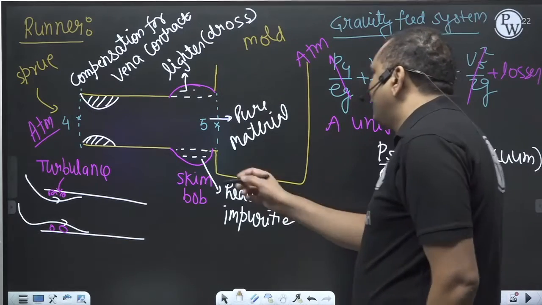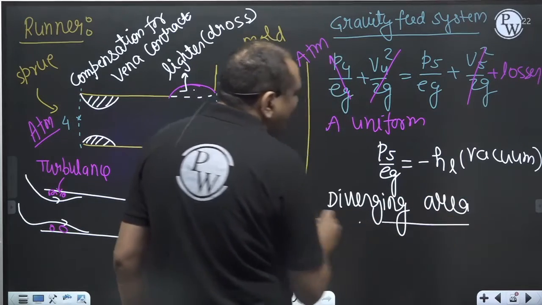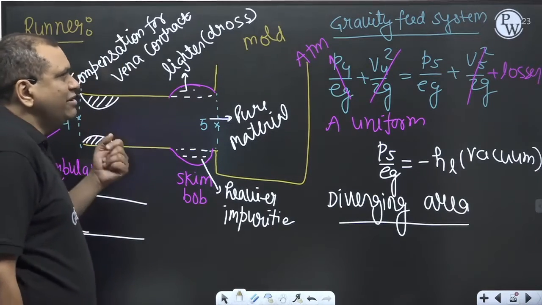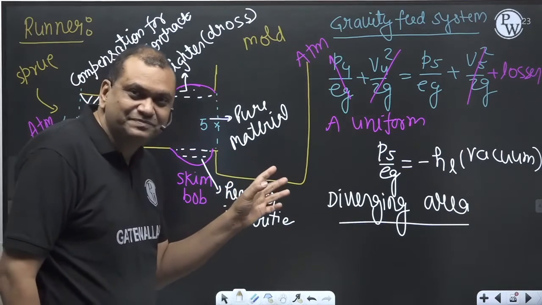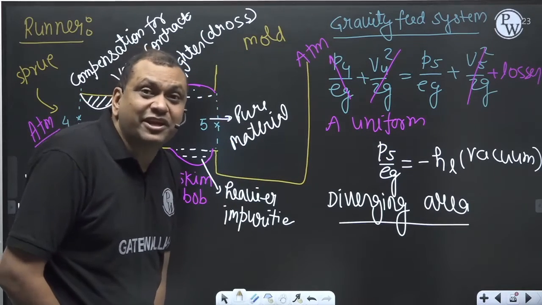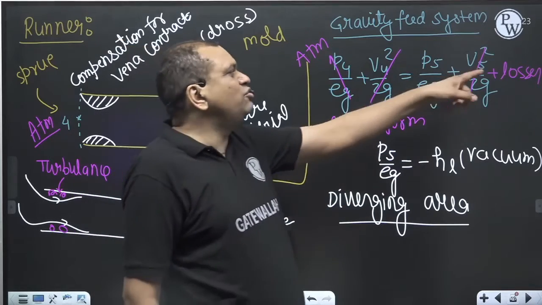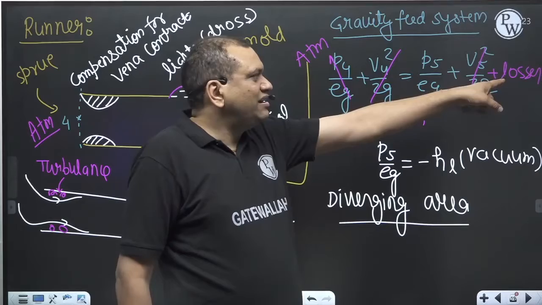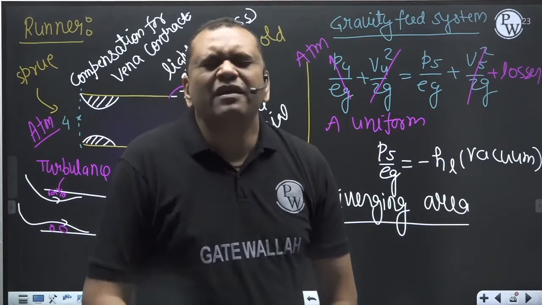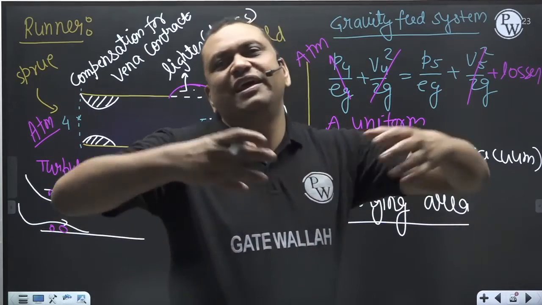So what we do is put in a diverging area. As the liquid metal moves in the forward direction, velocity is decreasing and the velocity is converting into pressure. Pressure is increasing. This increased pressure is sufficient to take care of the losses. So in the gravity feed system, the horizontal runner will have a diverging area.